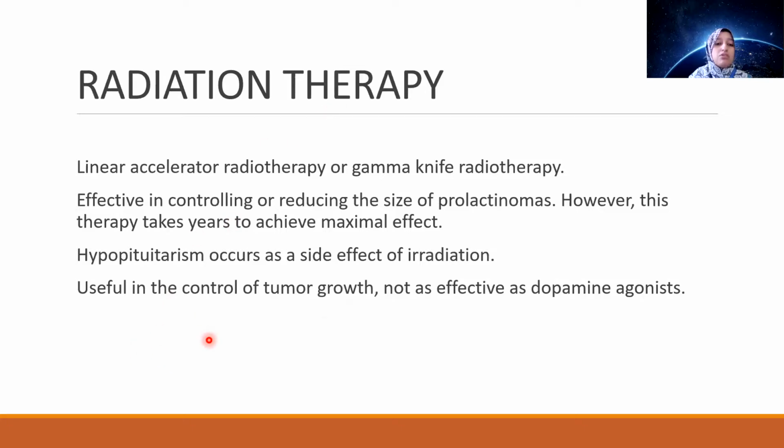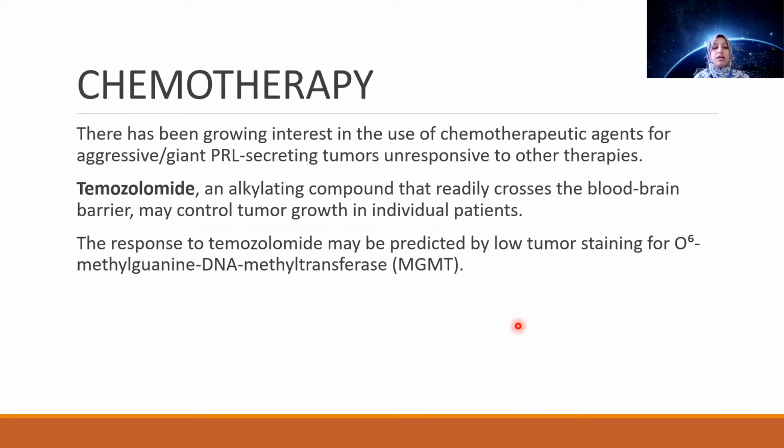However, the radiation therapy is useful in the control of tumor growth, but it is not as effective as dopamine agonist therapy. So that is the reason even in large macroadenomas and giant prolactinomas, you should go with medical therapies as a first line. Another option is chemotherapy. This has become an area of growing interest, and it can be used for treating aggressive and giant prolactin secreting tumors unresponsive to other therapies.